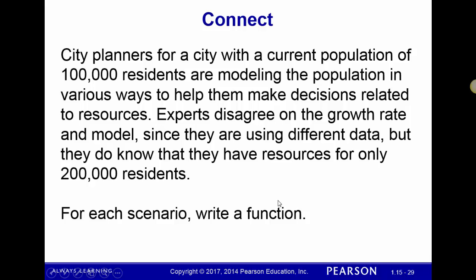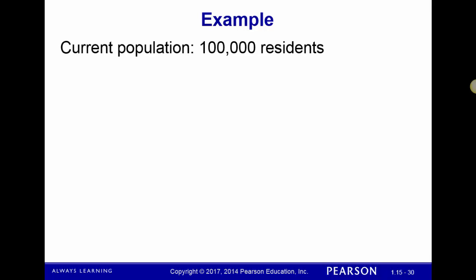So let's finish with this example here. City planners for a city with a current population of 100,000 are modeling the population in various ways to help them make decisions related to resources. Experts disagree on the growth rate and model since they're using different data, but they do know they have resources for only 200,000. For each scenario, write a function.